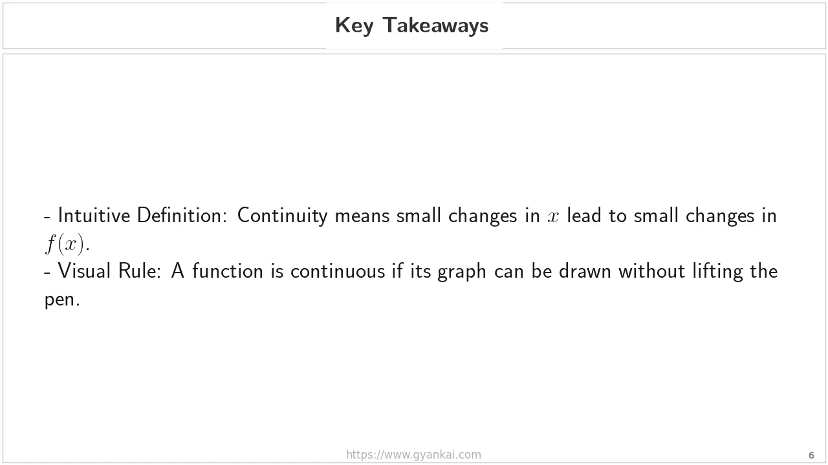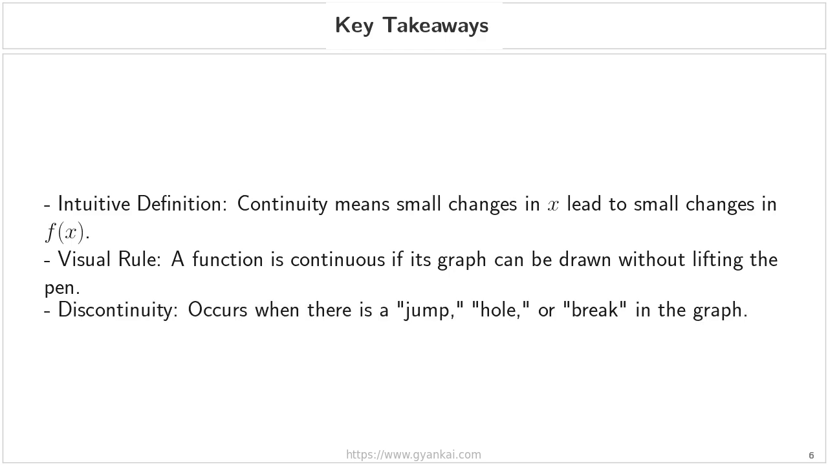Secondly, remember the visual rule we explored earlier. A function is considered continuous if you can draw its graph on paper in one smooth motion without ever lifting your pen from the surface. On the other hand, a discontinuity occurs whenever this smoothness is interrupted. This happens if there is a sudden jump, a hole, or a break anywhere along the graph, much like the jump we analyzed in our piecewise function example.